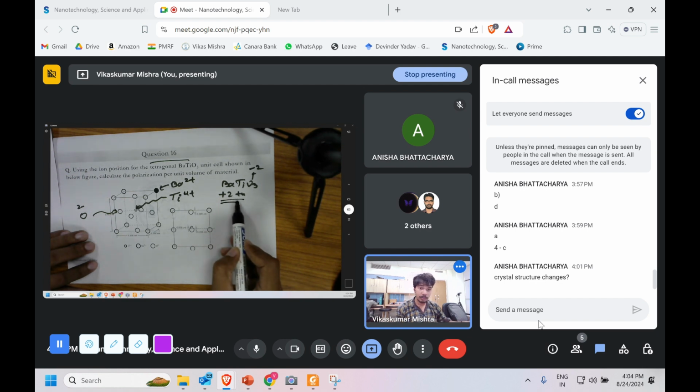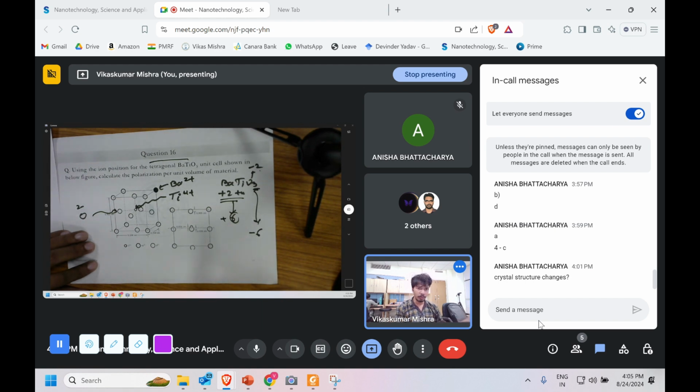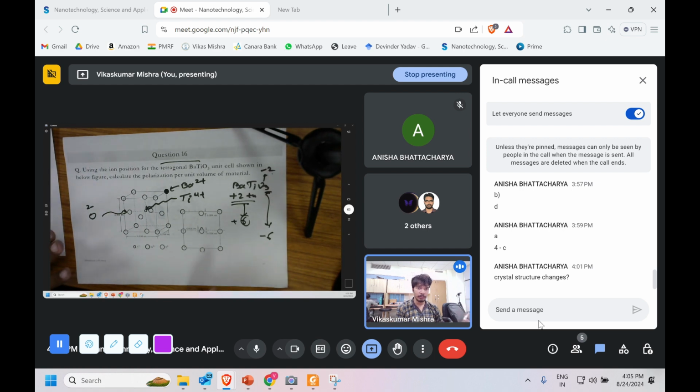Barium and titanium together give 6, and there are 3 oxygens, each with a charge of minus 2. So they contribute a total of minus 6, and so overall, on average, this particular material is neutral.